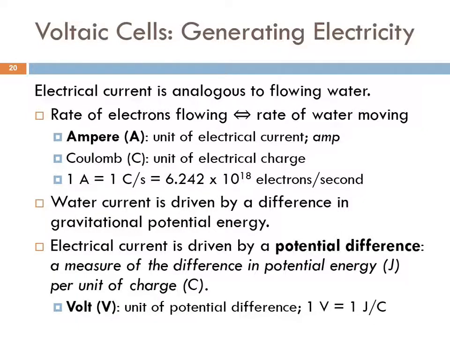And a potential difference is a difference in the potential energy per unit of charge. It's just a way of measuring that. And so the volt is the unit used to measure potential difference. 1 volt is 1 joule per coulomb. So if you have a larger difference in volts, you're going to most likely have a higher current.